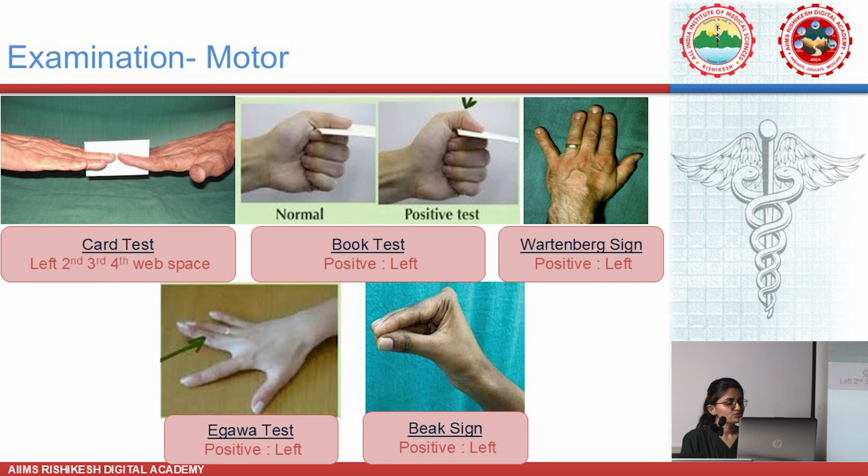All of these tests are used to assess the function of the ulnar nerve, and these were found to be positive on the left upper limb, while the beak sign assesses the combined function of all the three nerves of the upper limb, that is the median, radial, and ulnar nerve. And this test was also found to be positive on the left upper limb.